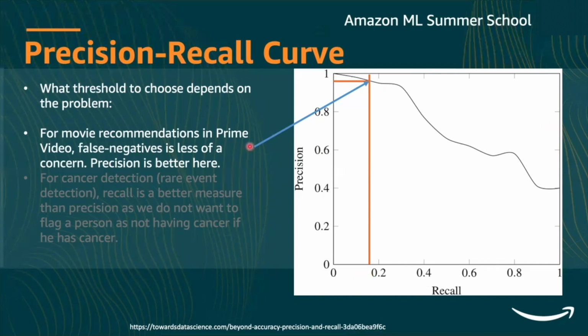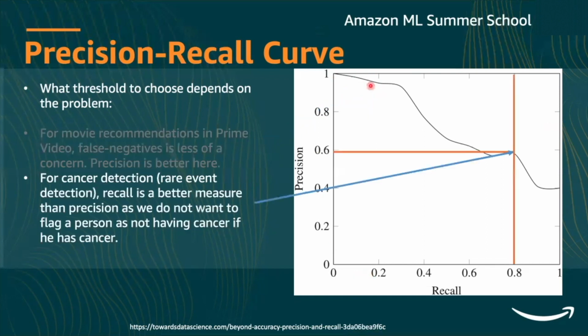Okay, so this is the first case. Now, consider a rare event detection case, such as cancer detection or COVID detection. Ideally, if a person has the disease, it should be caught during the test. You don't want it to be missed, because that would have disastrous consequences.